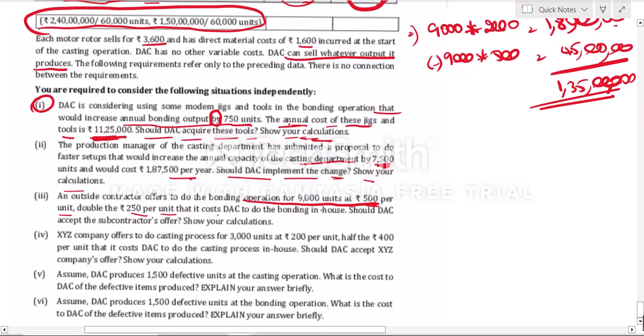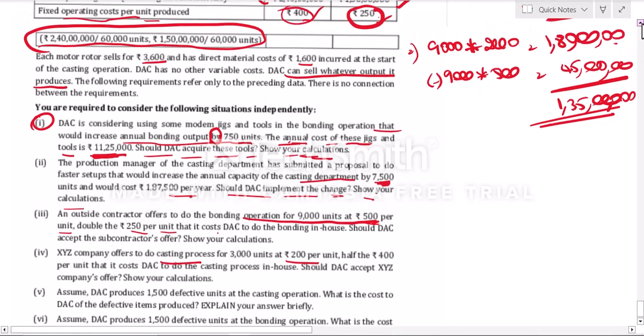XYZ company offers to do casting process for 3,000 units. See, again they are telling about the casting product. At 200 per unit, half the 400 per unit that is the cost DAC incurs to do the casting process in house. Should DAC accept the XYZ company offer? Show your calculations. I'll show it in the question.